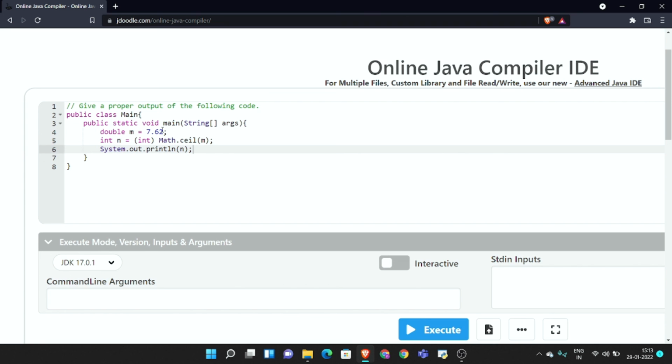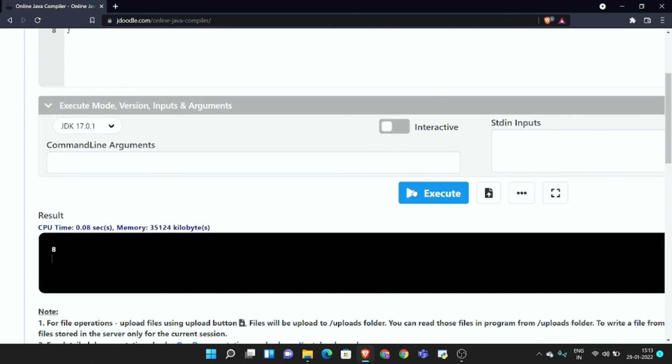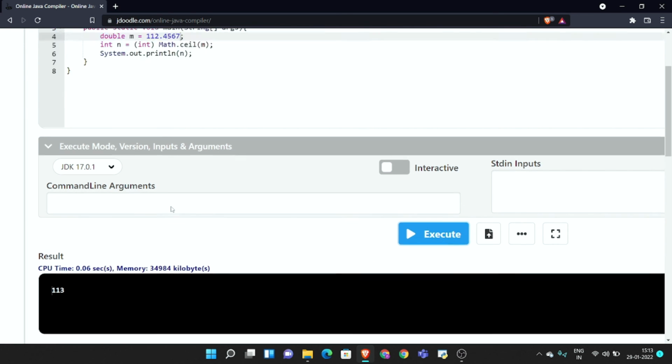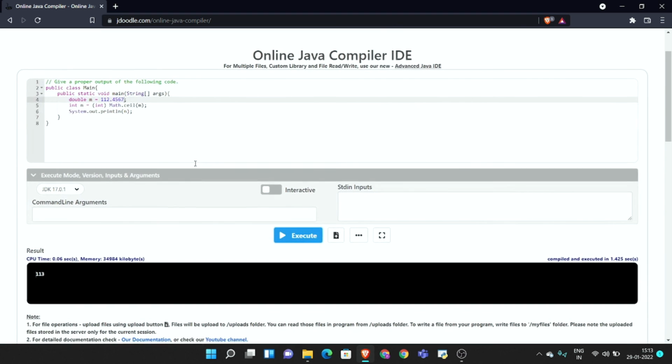For your clarification, I'll take another number here. Let's take 112.4567. See, as I said, math.ceil will give the integer value which is after this. So what is after 112? We'll get 113, right? See, we get that output here. 113. So I hope you understand the logic. Let's meet in another video, guys. Thank you.